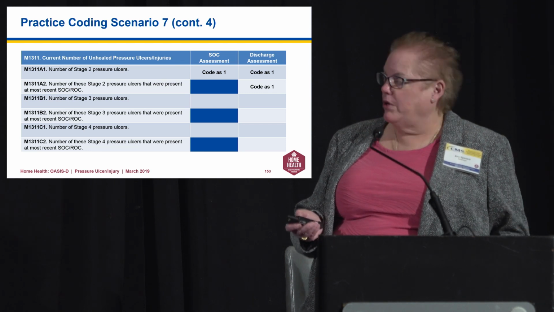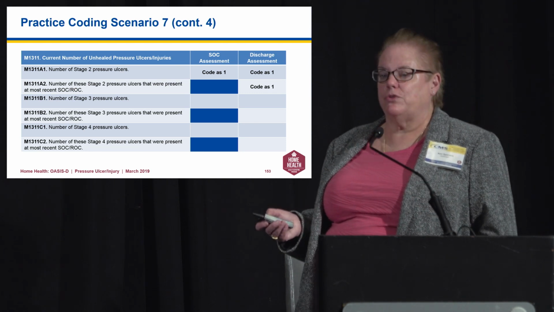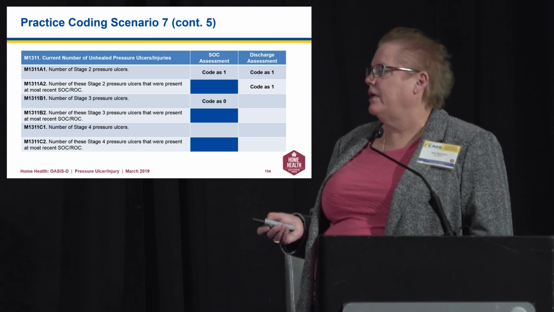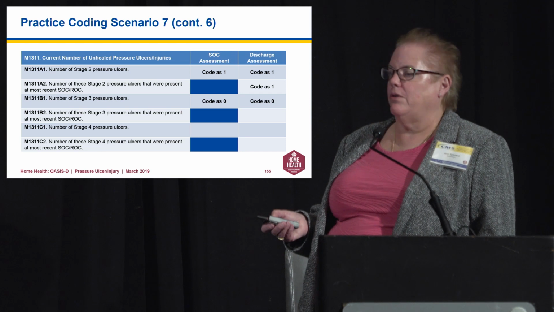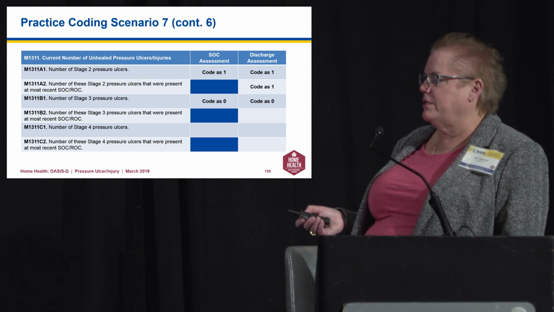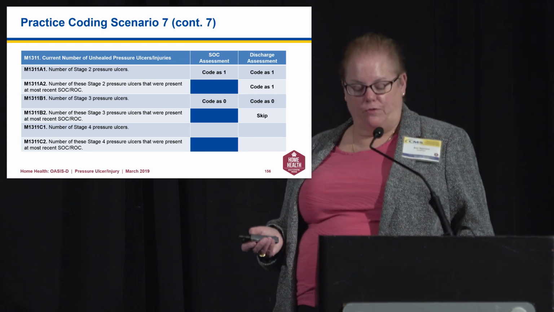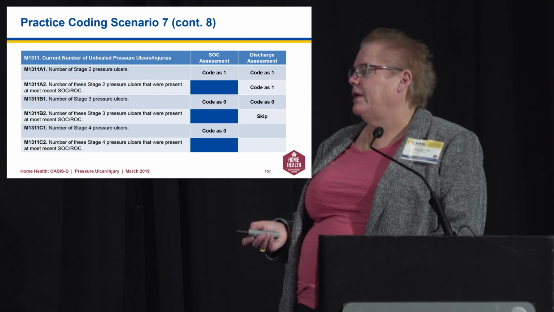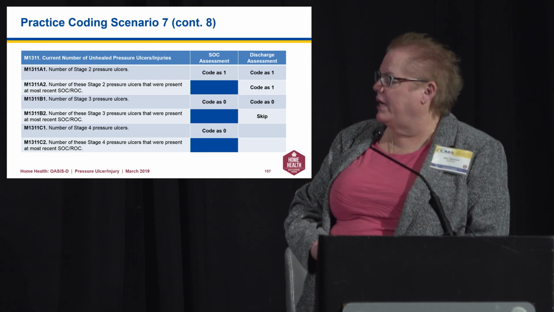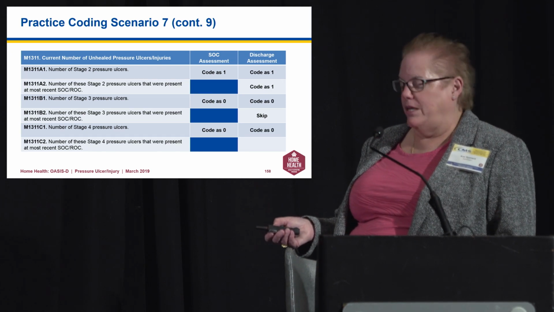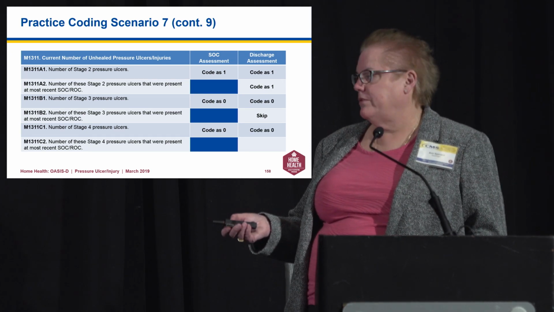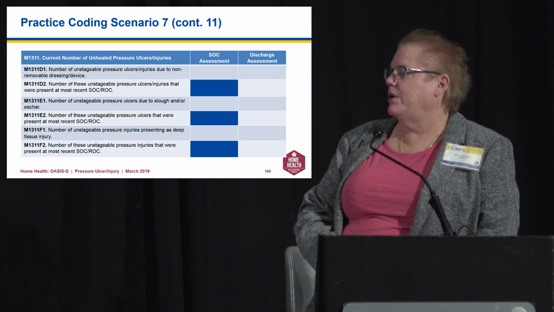All right, and then we'll go through these. How about stage 3 pressure ulcers? Right. And then how about at discharge? Any stage 3s? Right. So the next question, how many were present? Would be a skip. How about stage 4s? Right. And then how about discharge assessment? Right. And then number present upon admission? Skip. Good. And then we go through the same things.